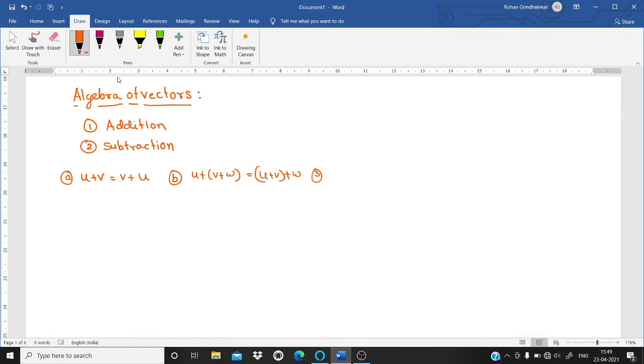One more property about the addition is if I add u with a zero vector, or say zero vector plus u, then my answer is u. The next is the next property.